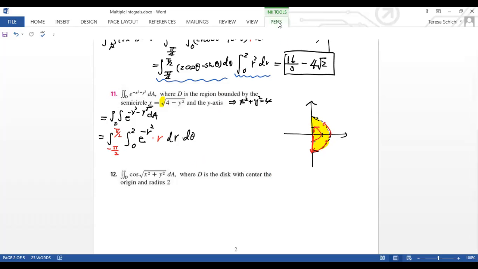And then in here, this is pretty cool. This is r squared, this r here. So you can use u-sub, right? So you can use u-sub.